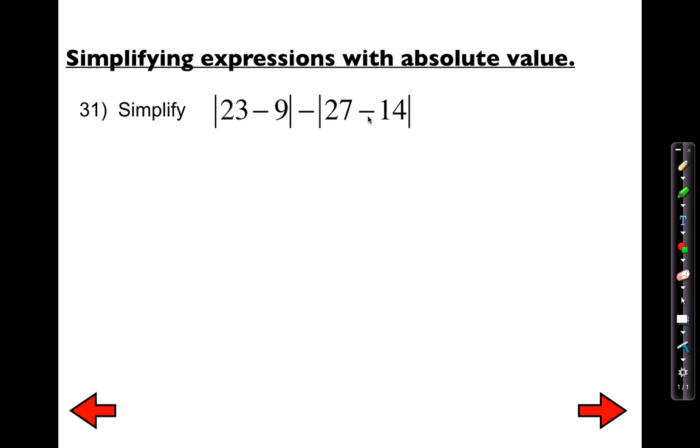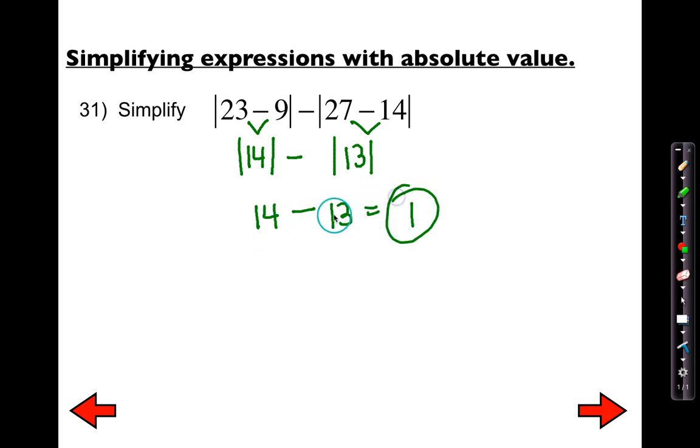So here we want to make sure we simplify what's inside the absolute value first. So here I'm going to simplify 23 minus 9, which is 14. So we're still going to take the absolute value of that. We're going to minus this right here, 27 minus 14. That's going to be 13, but let's not forget to take the absolute value of that. So here, what's the absolute value of 14? Well, it's 14 because that's how far it is from 0. Minus the absolute value of 13. Again, that's going to be 13 because that's how far it is from 0. So 14 minus 13 is just 1. So that is our answer.